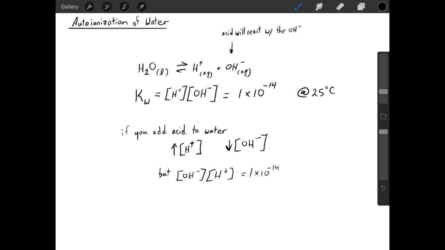And the same kind of thing is going to be true if you add a base to water. Some of the H plus ions will be used up, and then the equilibrium will shift to produce more H plus and OH minus, leaving you with a situation where you have slightly more OH minus and slightly less H plus. But again, the product of those two values will be equal to 1 times 10 to the minus 14.